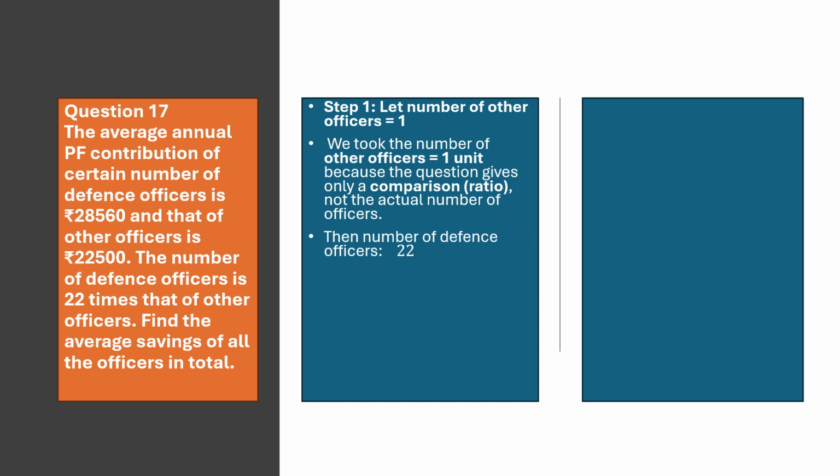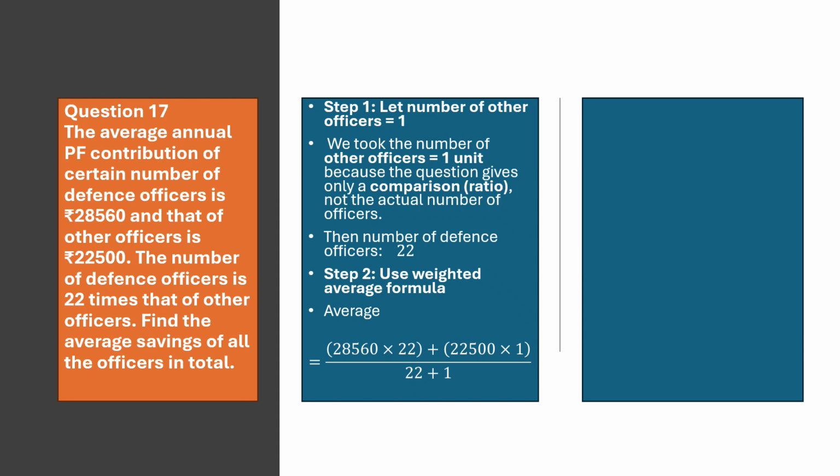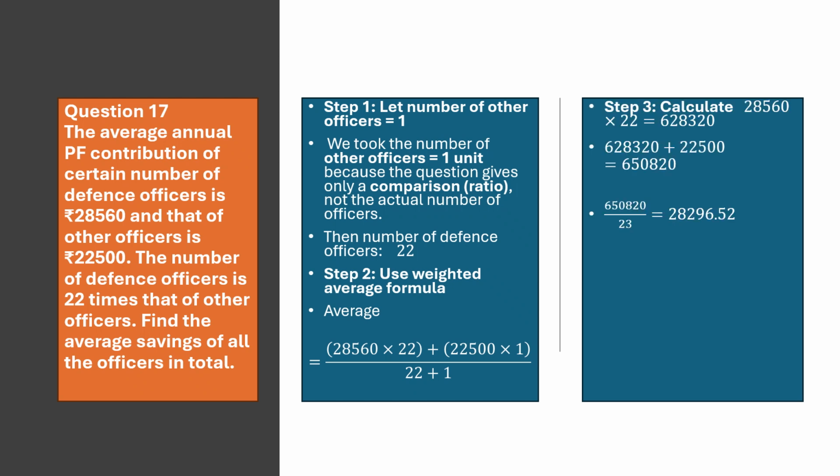Then the number of defence officers is 22. So if you are going to use the weighted average formula, that will be the combined mean. So 28560 into 22 plus 22,500 into 1, divided by the sum of the ratio. So when you calculate and divide by 23, you will get 28296.52 approximately. So this is the step you have to use while solving these type of questions.